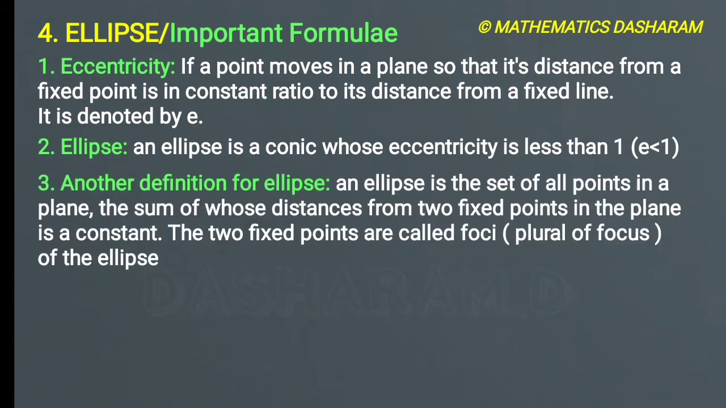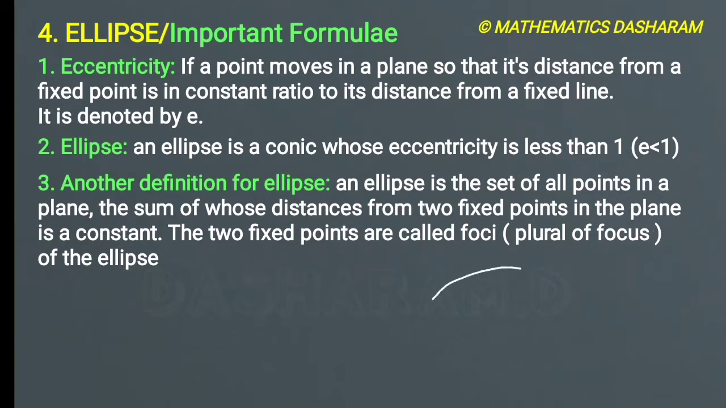Next, third one, another definition for the ellipse: an ellipse is a set of all points in a plane, the sum of whose distances from two fixed points in the plane is a constant. The two fixed points are called foci of the ellipse. Foci is the plural form of focus.